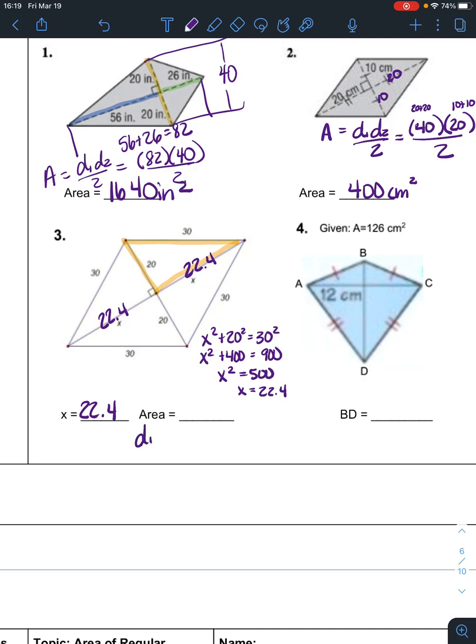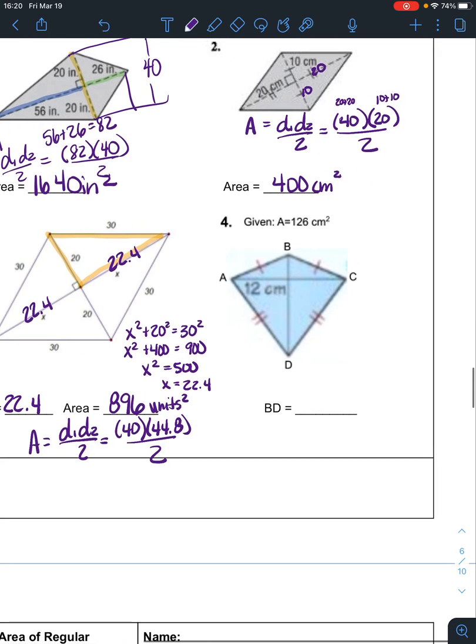So my area is diagonal 1 times diagonal 2 over 2. Well, diagonal 1 was 20 plus 20, which is 40. Diagonal 2 was 22.4 times 2, doubled, 44.8. The whole diagonal divided by 2. So 40 times 44.8 divided by 2 is 896. So it's 896 units squared, since I didn't have any units.